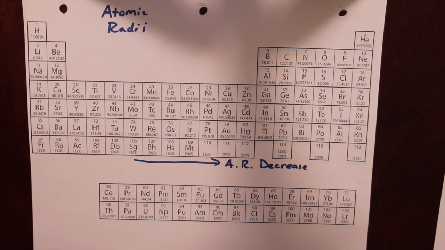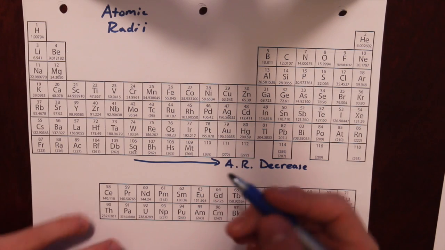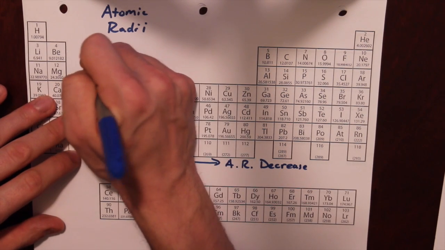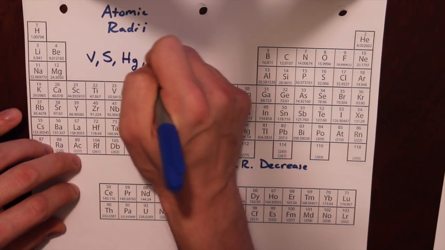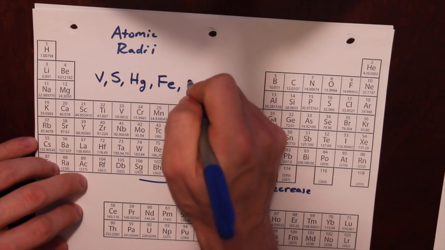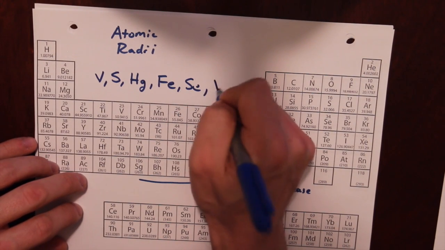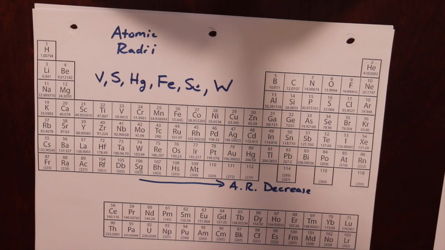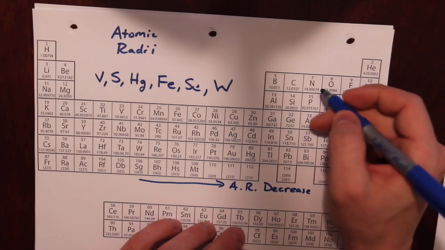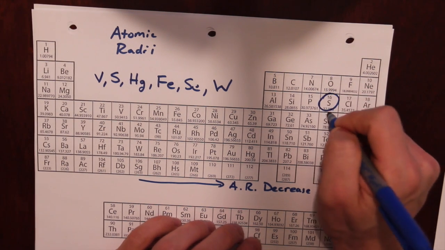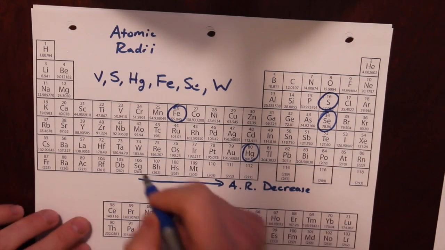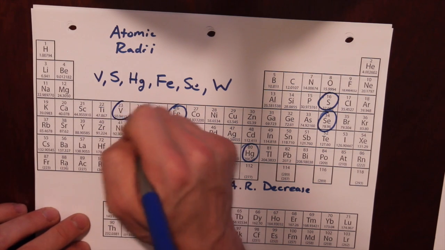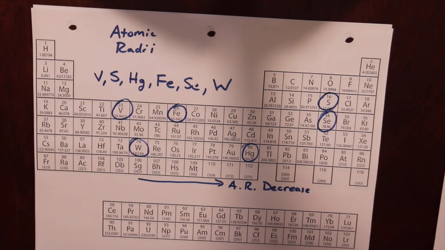Okay, so let me do a quick example with atomic radius. Let's use, I don't know, vanadium, sulfur, mercury, iron, selenium, and some tungsten. First thing I like to do is go to my periodic table, find them all. We got sulfur, we got selenium. Here's a little bit of iron, there's some mercury, tungsten's there. Lastly, we have vanadium.